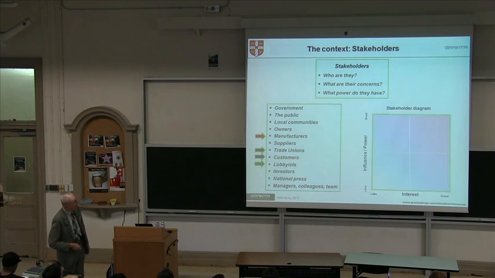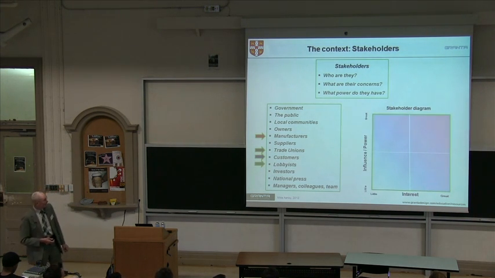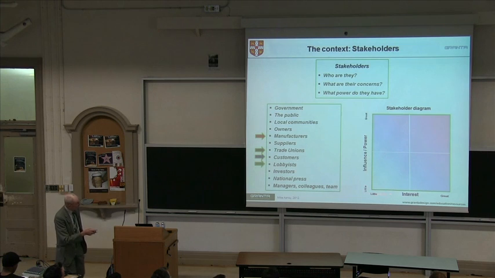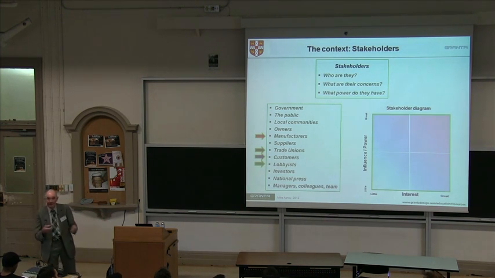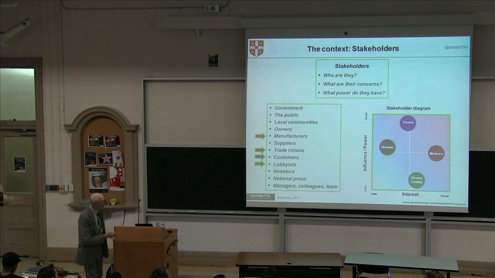And once you've got that information, you can plot a stakeholder diagram, and here it is. It's got the interest, how interested are these people in the thing you're proposing, and how much influence have they got to affect it. Can they hold it up? Can they make it change? Are they going to be a problem? Are they going to be an ally? That sort of thing. And you can begin to put these people onto this diagram like that.